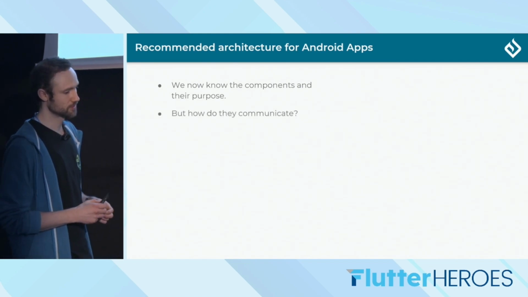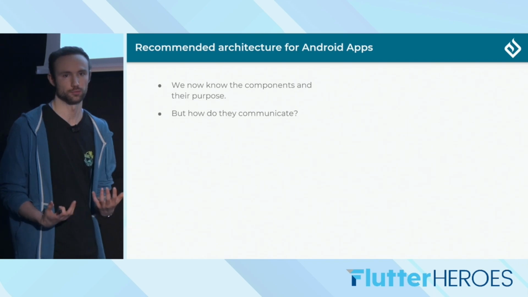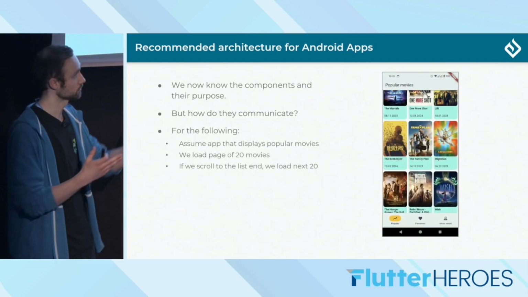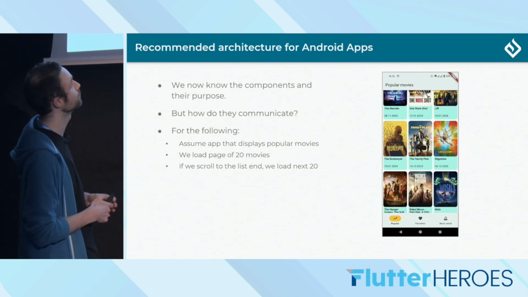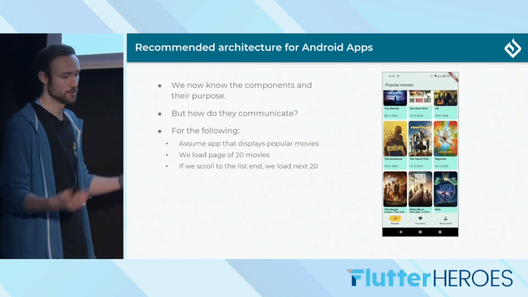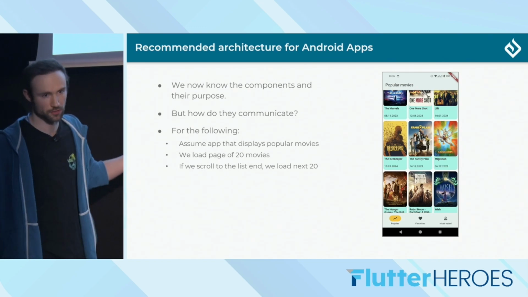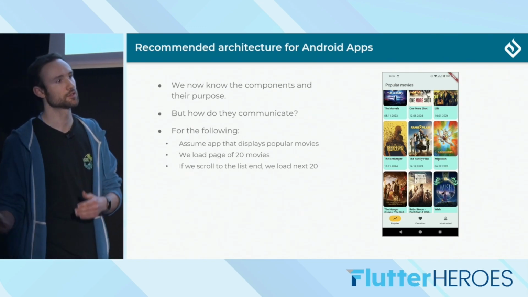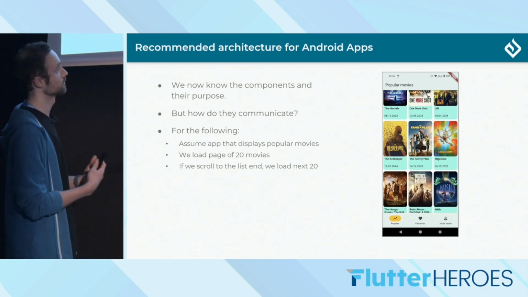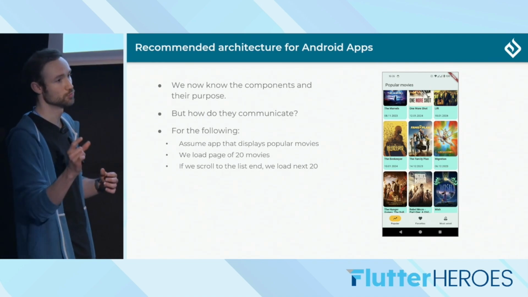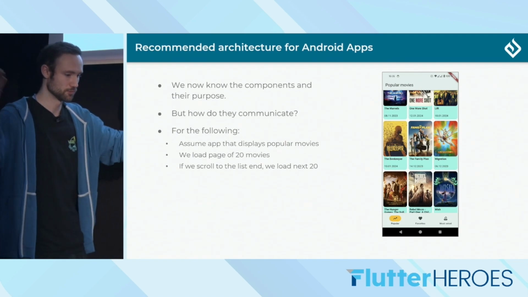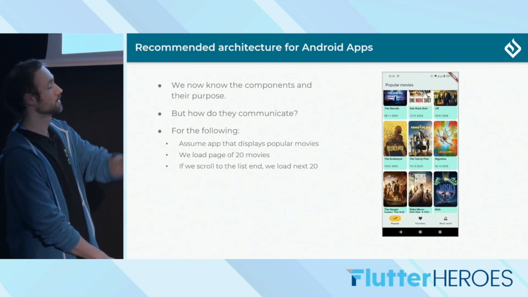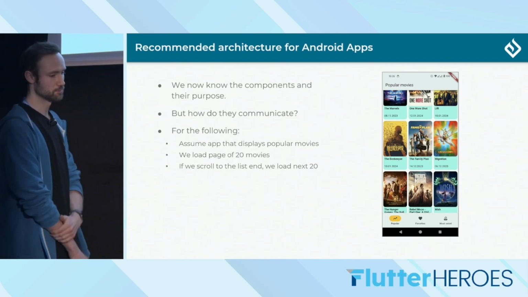The question is now still, how would these components communicate with each other? And for that, let's assume we would have, as I just said, some sort of a simple movie app where we can display a list of popular movies, like the ones that are currently trending. And let's assume we can load them from some backend, and we can only load them in pages. Like if we do a backend call, we can only get 20 movie elements, not the whole list, because it would be way too many elements at once. So we can only load 20 elements, and then the next 20, and so on, in pages as we need them.